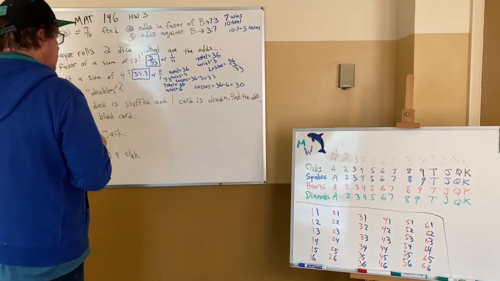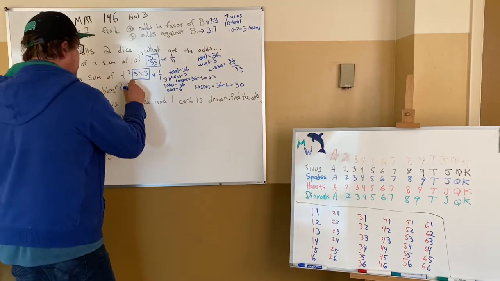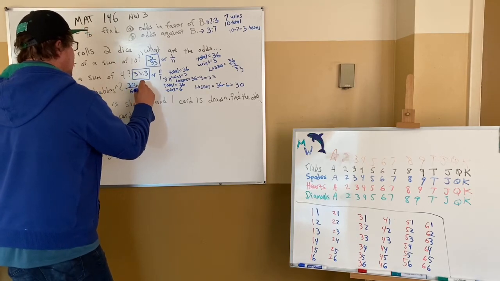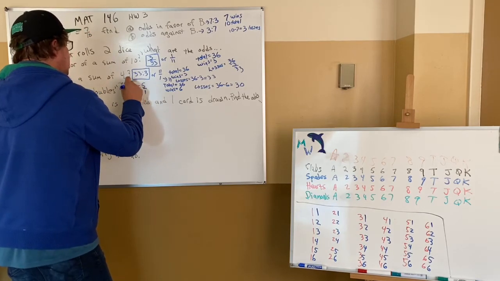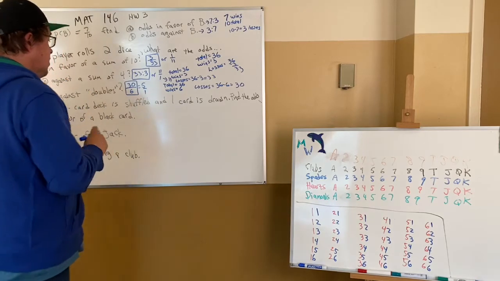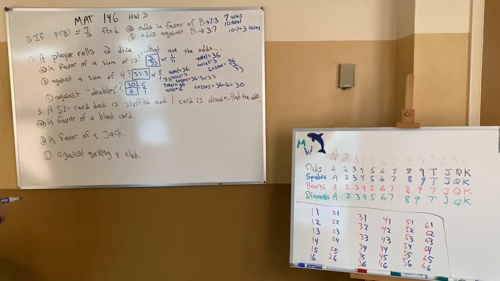This is against, so it wants the losses first. It wants the 30 on top, the 6 on the bottom. Commonly known as 5 to 1. 30 over 6, 30 to 6 will work, 5 to 1. 1 out of every 6 rolls, probability, means that we're going to have 5 losses, that's the top, for 1 win, which is the bottom, when we go for against.